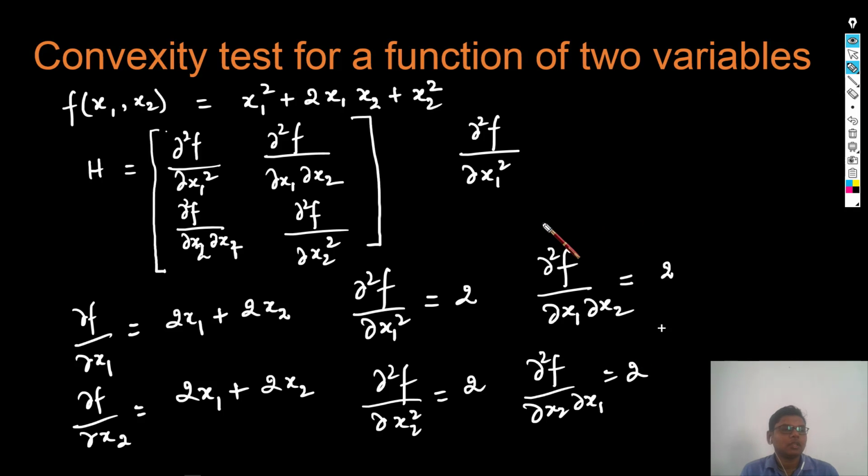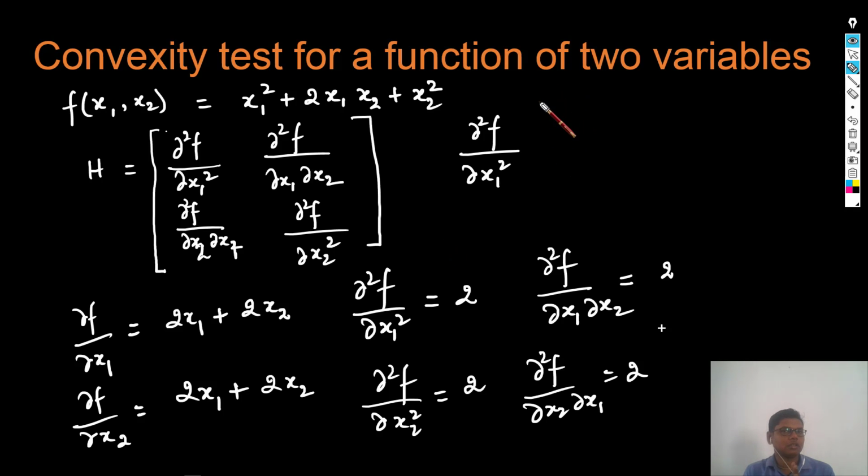Now we have got all the terms of the Hessian matrix. Now we will check what conditions are required to determine whether it is a convex function or a concave function.